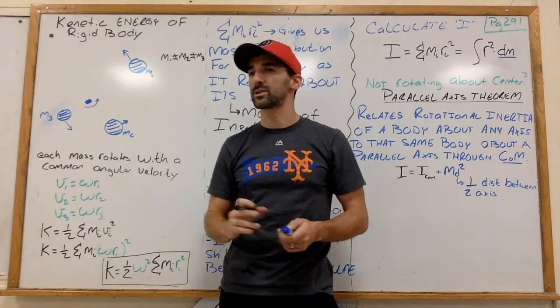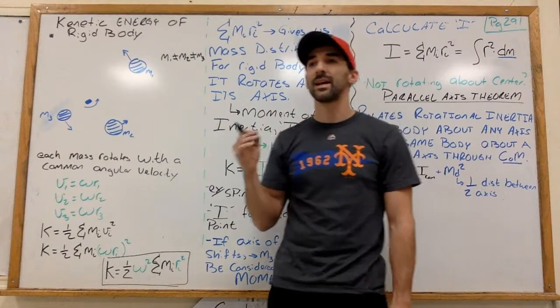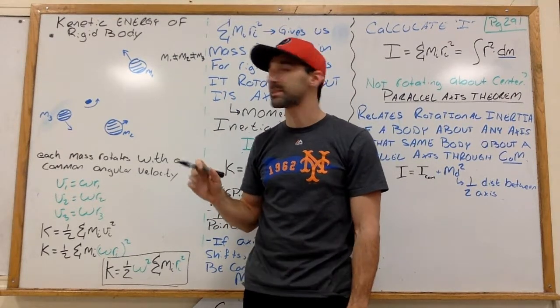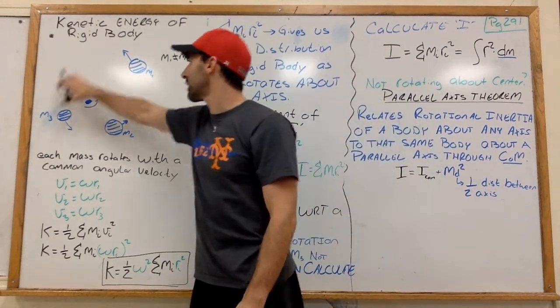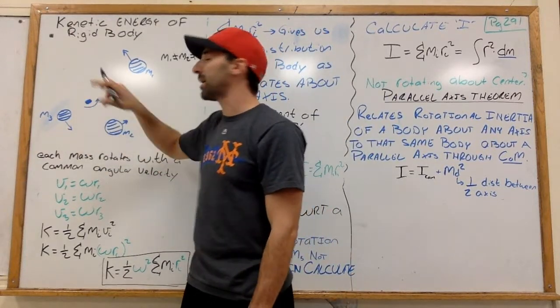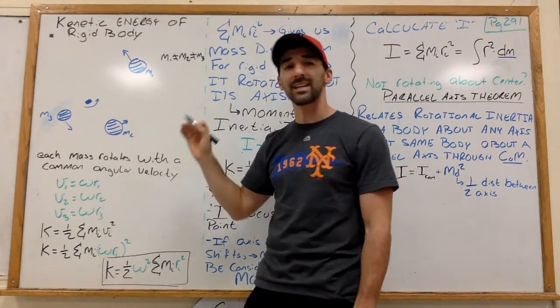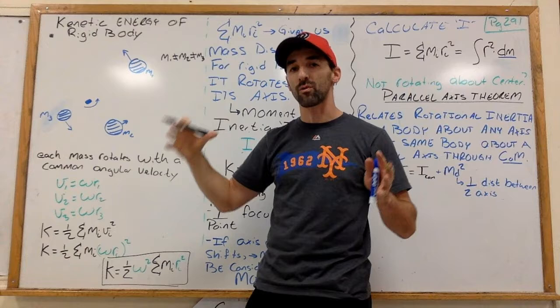How you doing? I'm Mr. Rose, and today we're going to continue to talk about rotation, specifically kinetic energy of rotating bodies. So here I have drawn three masses, mass 1, mass 2, mass 3, rotating about some axis. And they're all rotating about this axis as if they're rotating on one rigid body.